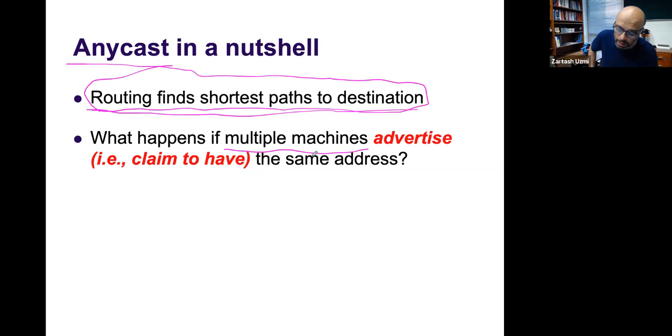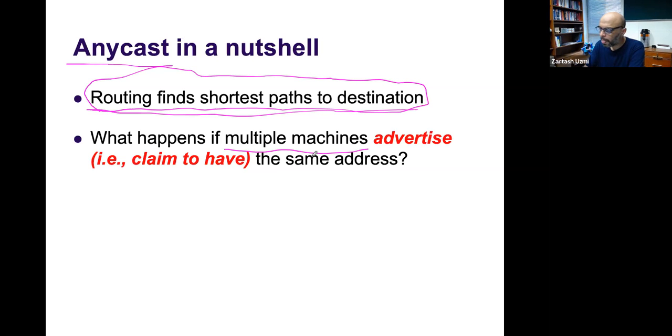In the next chapter, in fact not the next chapter but the one after that, we will see that the way this routing works is that these machines advertise that they have this IP address, and they advertise it to the rest of the world. That is how all the routers in the world figure out that that machine has this IP address, so let's store it in our tables so that later on, if we see a packet destined for that machine, we know where to send it.